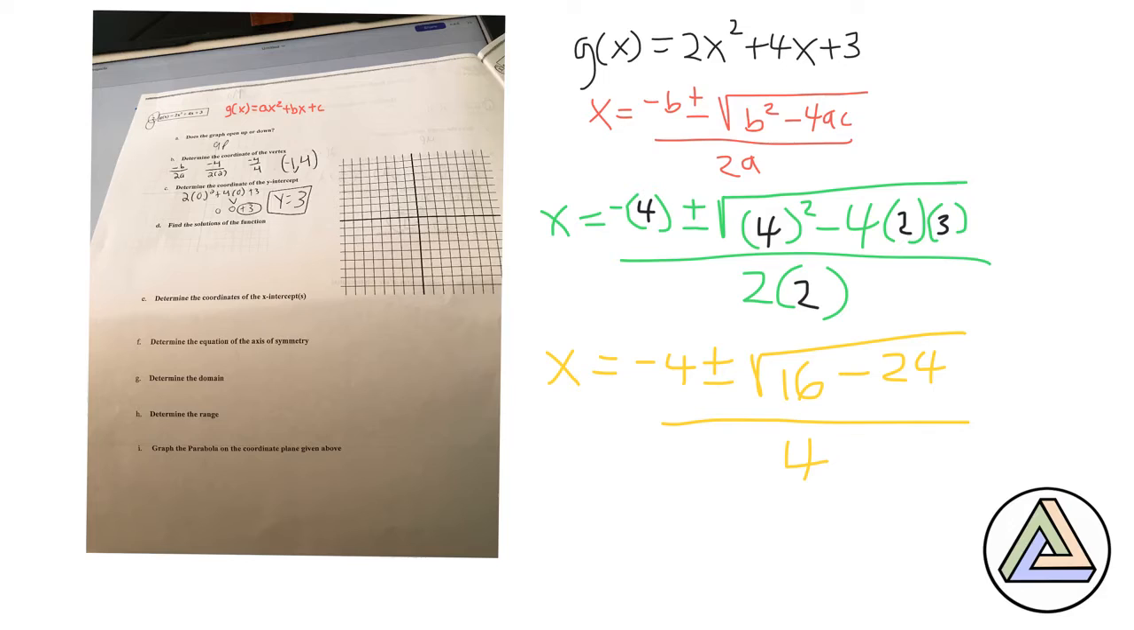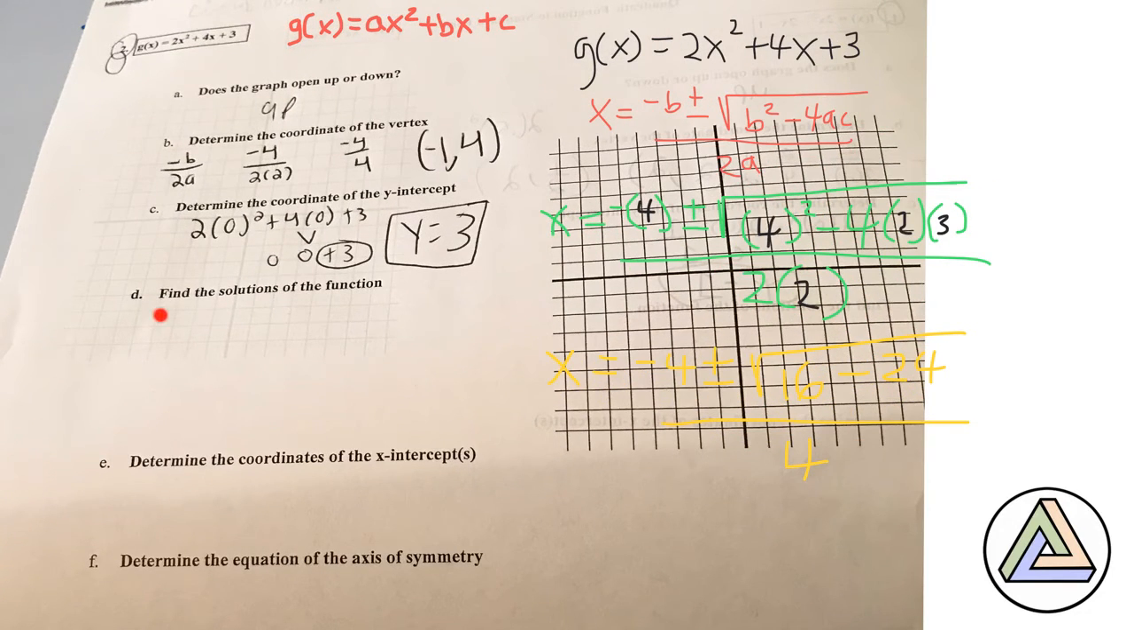In other words, this parabola, and again, we don't really know what it looks like necessarily just yet, but we know it points upward, and we know that it hovers above the x-axis. Maybe it's over here, maybe it's over here. I'm not really sure just yet. But we know that it hovers above, so in other words, it doesn't cross the x-axis. And in algebra speak, we could say that it has no real solutions. So the answer to this question, find the solutions of the function, is no real solutions.